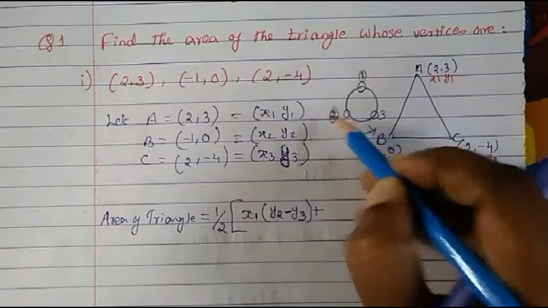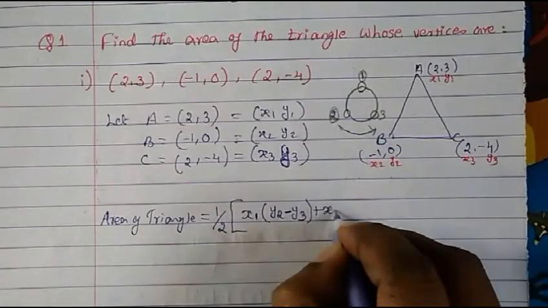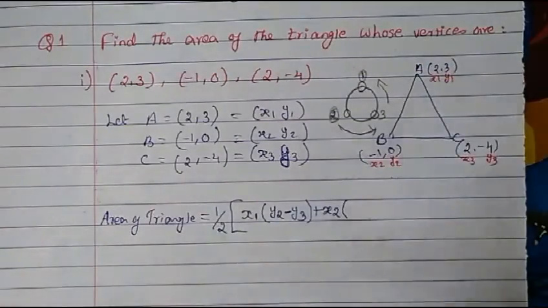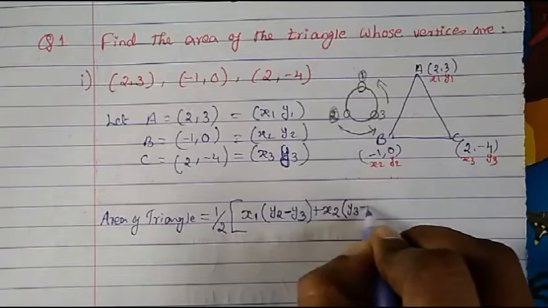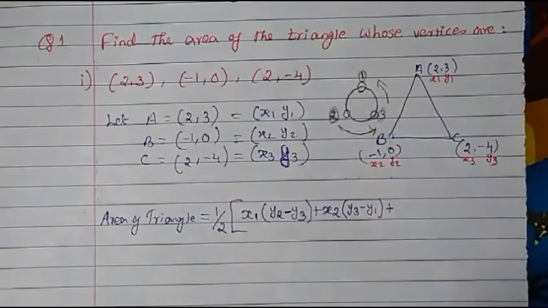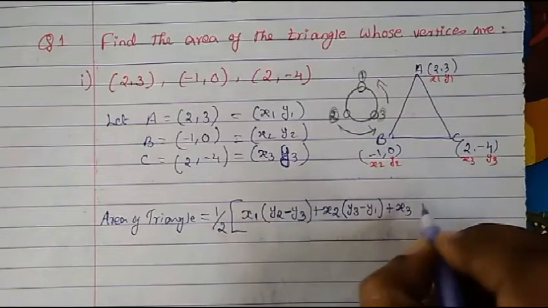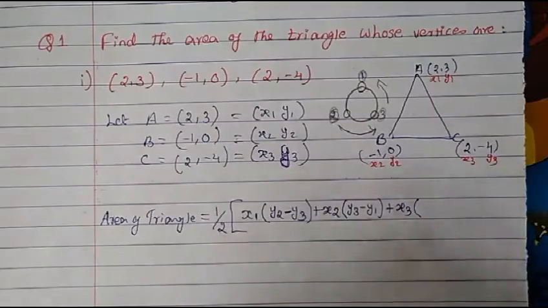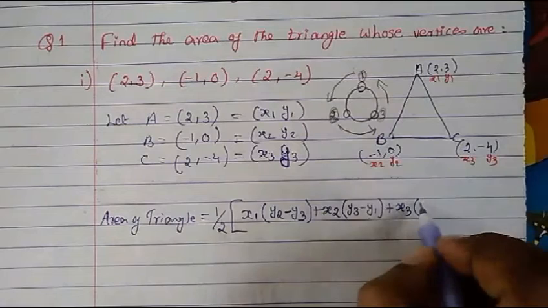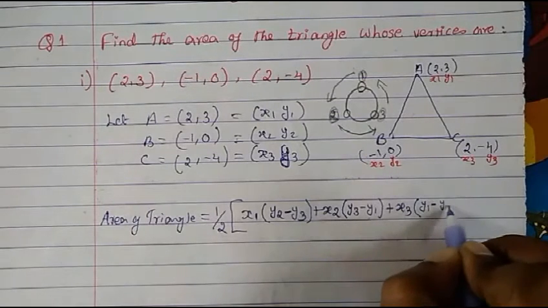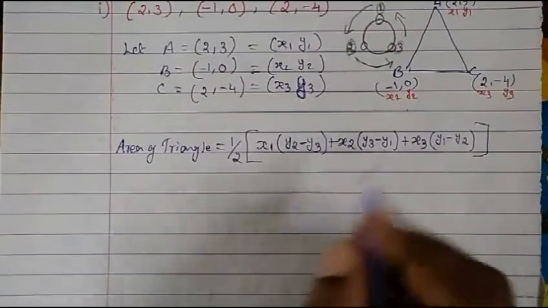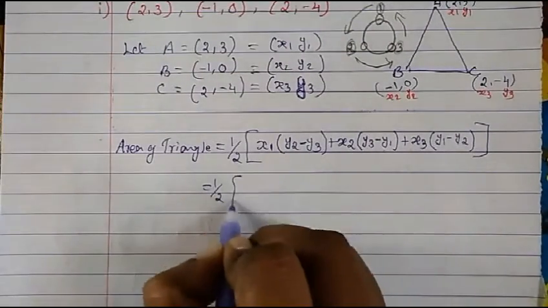This is x1 we have written. Now if we take x2, then the arrow will be in this direction, that is y3 minus y1. Plus. Now if we take this x3, the arrow will be from 1 to 2, that is y1 minus y2. That's it. So now we can put the values here.